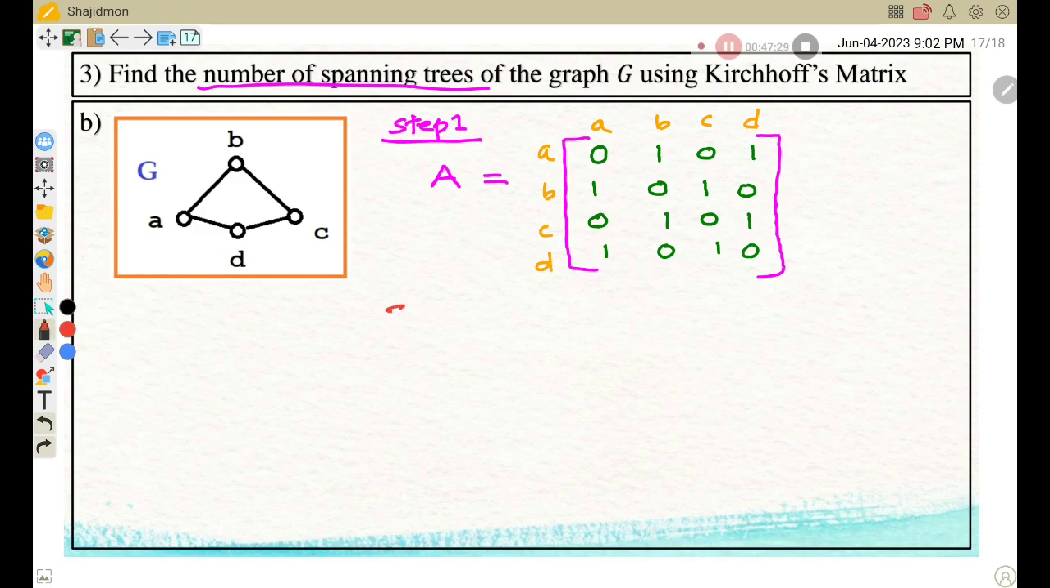Now we will go to step number 2. So step number 1, this is the adjacency matrix.